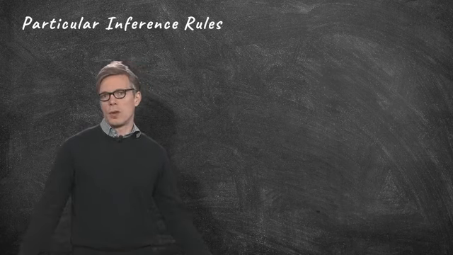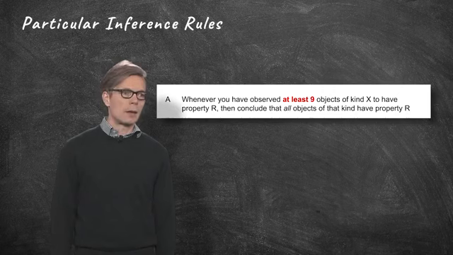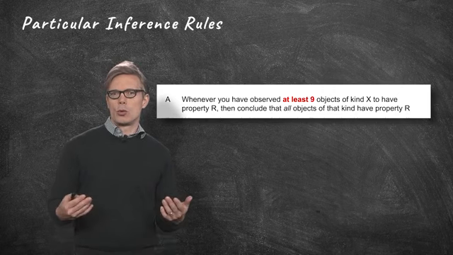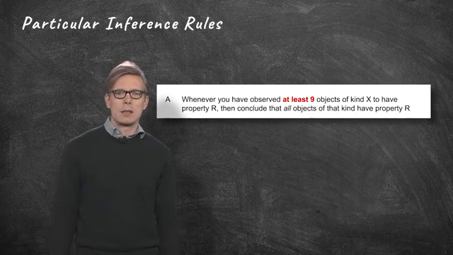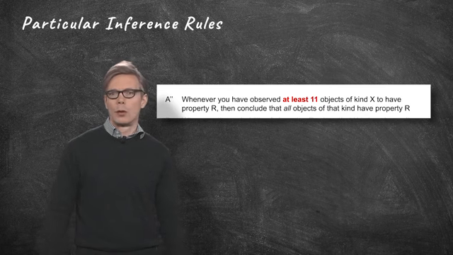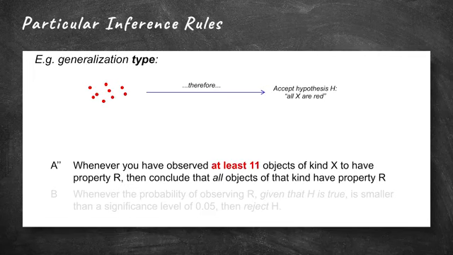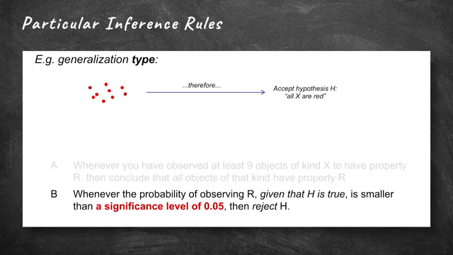An alternative to our simple rule A is to insist on having made at least 10 observations, or 11, or 12, and so on. An alternative to the more sophisticated rule B is to use significance levels of 0.01 or 0.1, or in fact any other number between 0 and 1.